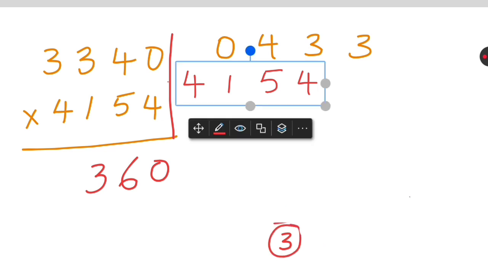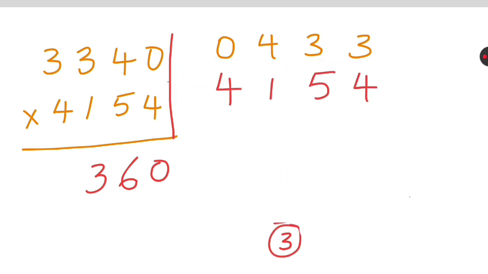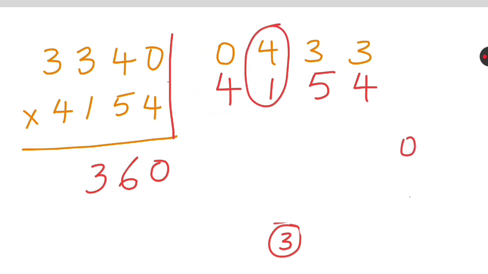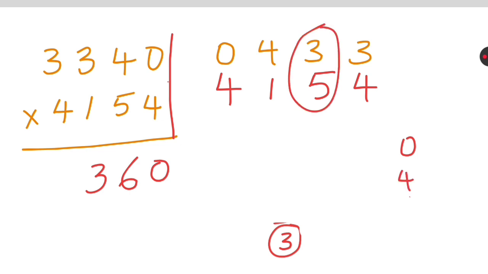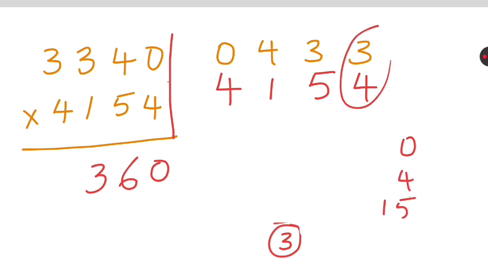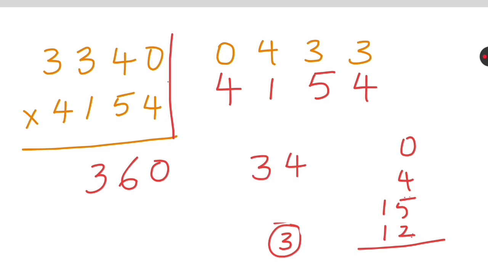Now keep sliding to the right. Digits are vertically aligned. Those digits you have to multiply vertically. 0 times 4, which is 0. 4 times 1, which is 4. 3 times 5, which is 15. 3 times 4, which is 12. So after adding these all, 15 plus 12, which gives 27. 27 plus 4, 31. 31 plus 3 is 34. Just write 4 in your result and 3 carry.